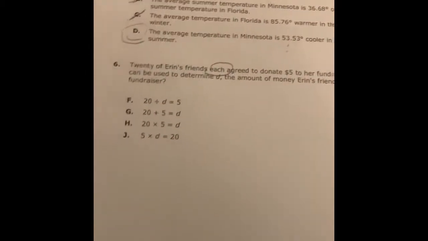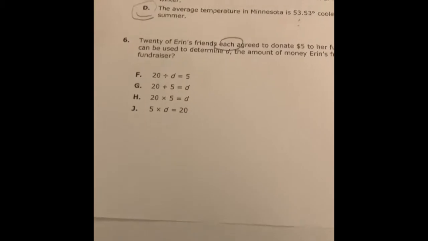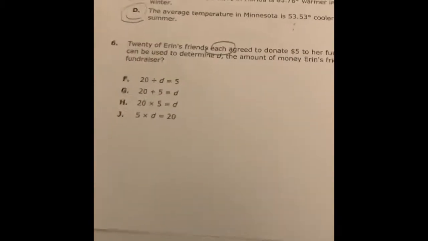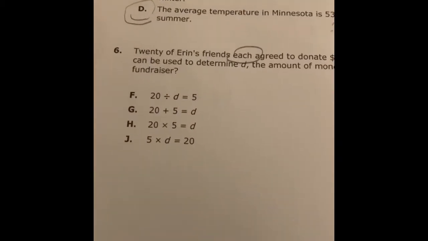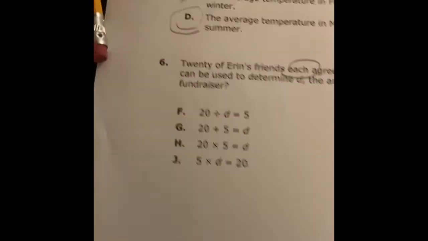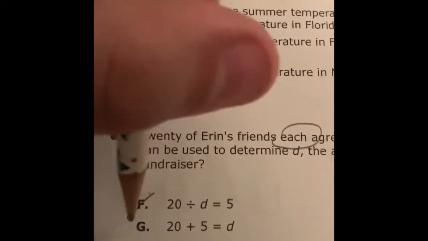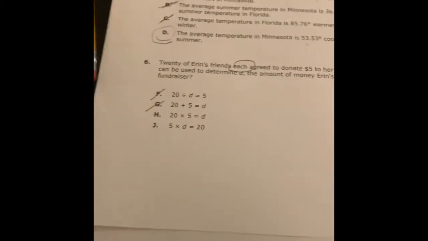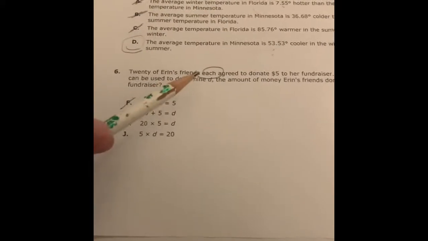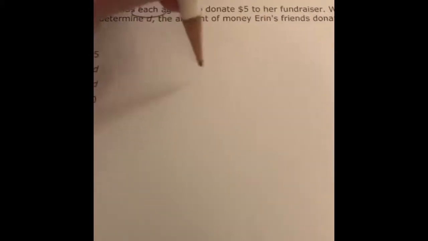Look back on question 4. What does each in the information tell us? Each in the information is telling us that most likely it's going to be a multiplication problem. So right off the bat, we can cross off F and G. Now what we're left with is this. 20 of Erin's friends. Let's go ahead and draw it out.